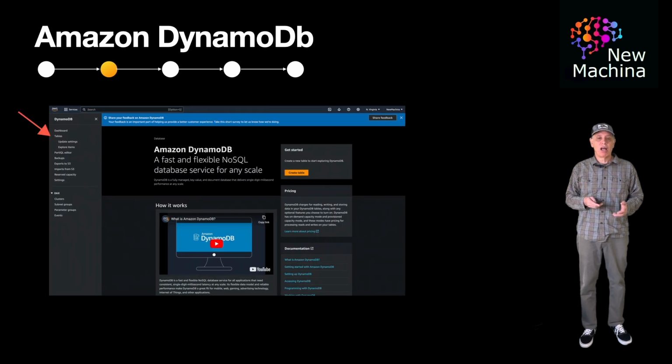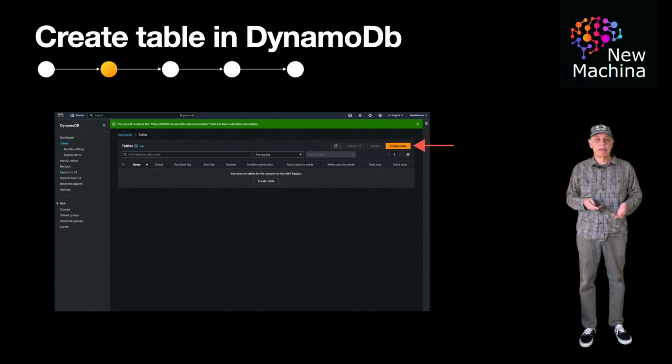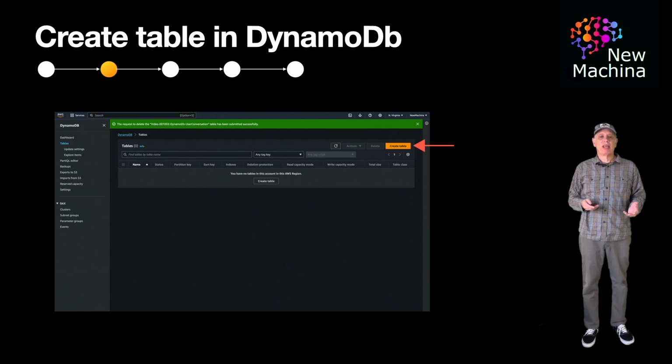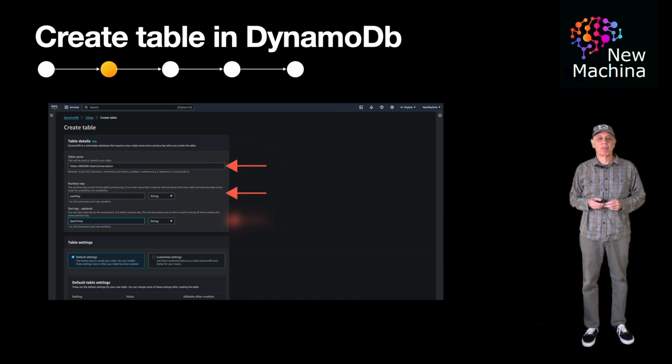In the AWS console, I navigate over to the Amazon DynamoDB homepage, click the tables link. I click the Create Table button. So in this example, I'm going to create a table to store user chat history. So this is a table, for example, you might use when building a simple chatbot application.